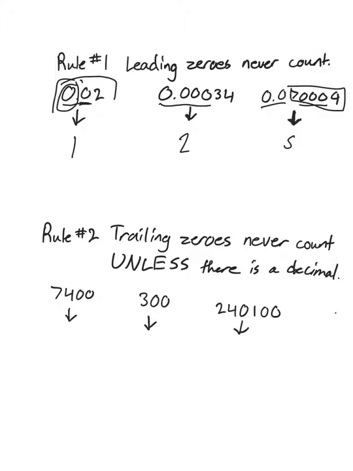Now, rule number 2 is trailing zeros never count unless there's a decimal point. So over here, let's look at 7,400. How many sig figs? Look at the 2 zeros at the end. There's no decimal point, and those are trailing zeros. So how many sig figs will there be? 2. Let's look at 300. How many trailing zeros? There's 2 trailing zeros and no decimal point, so 1 sig fig. And how many sig figs will be on the third problem? So there's 2 trailing zeros, so all of this right here is going to count. So 4 sig figs.